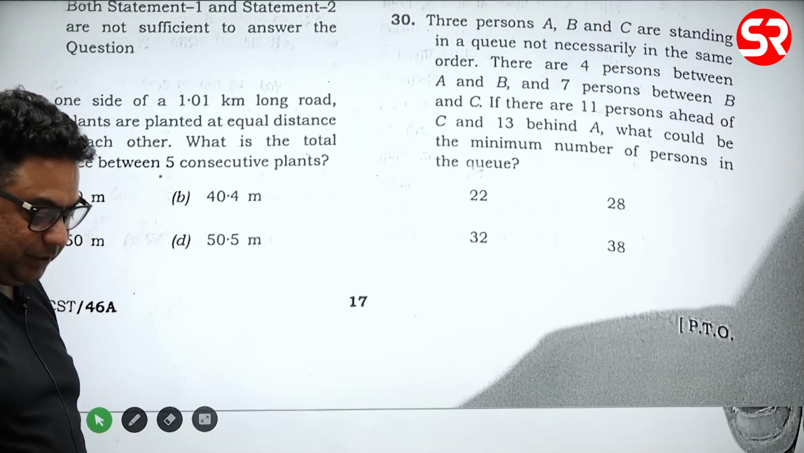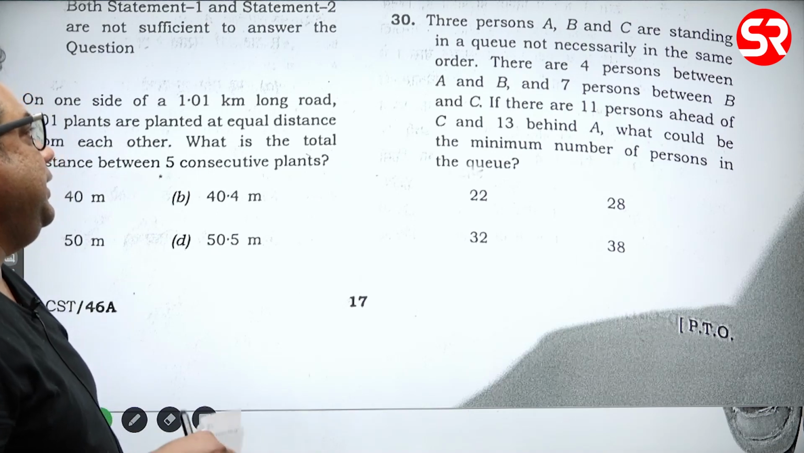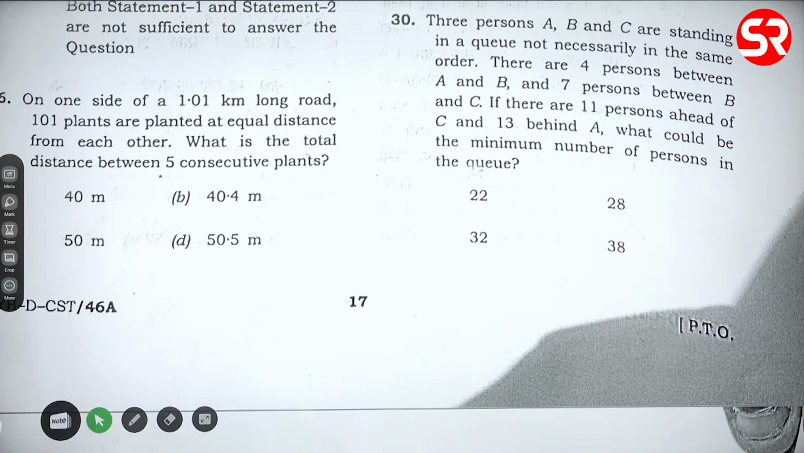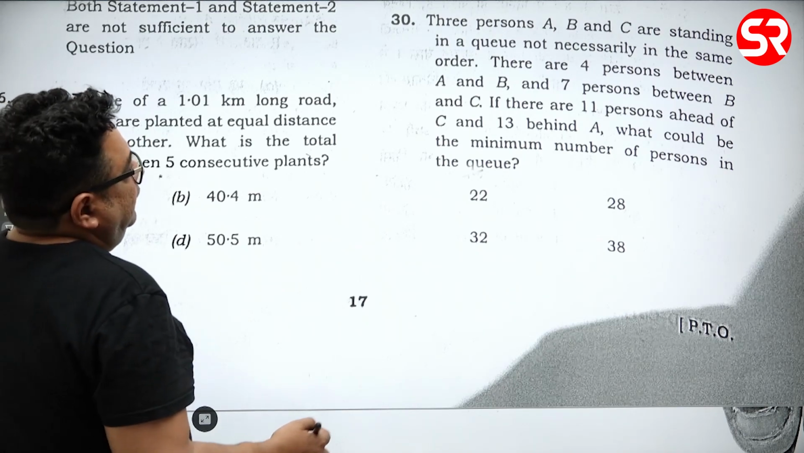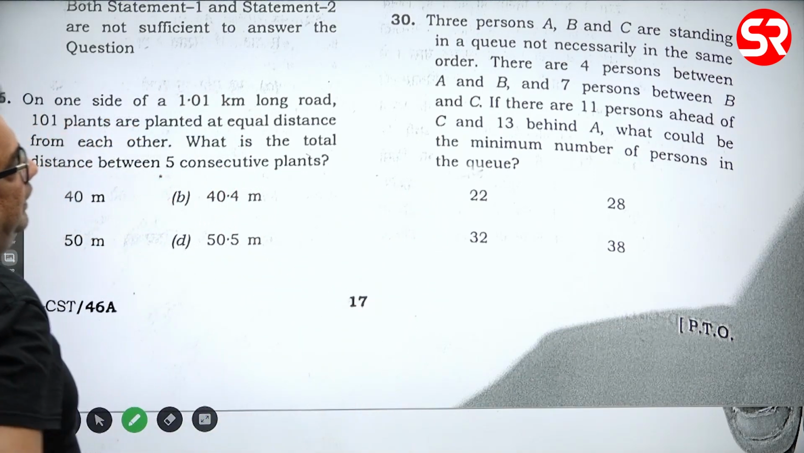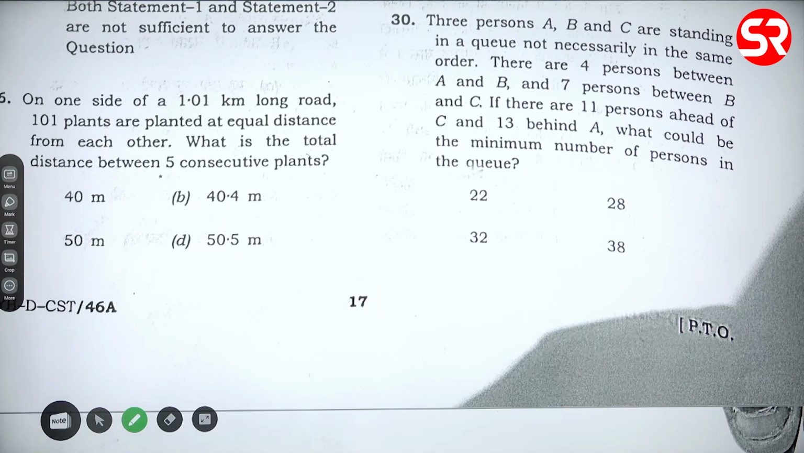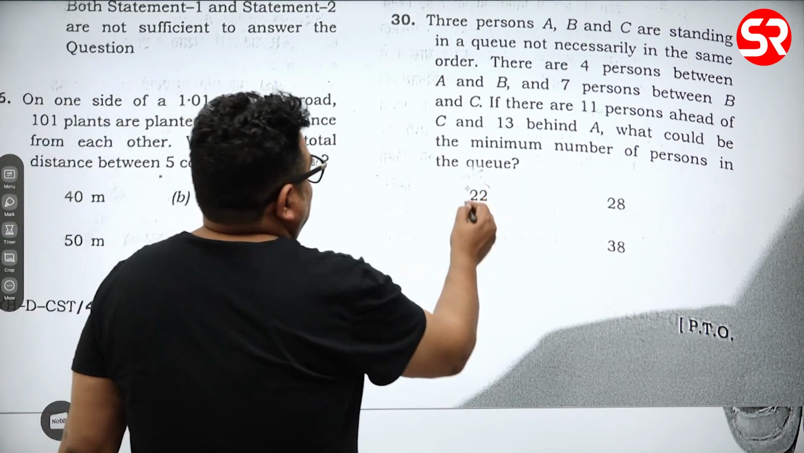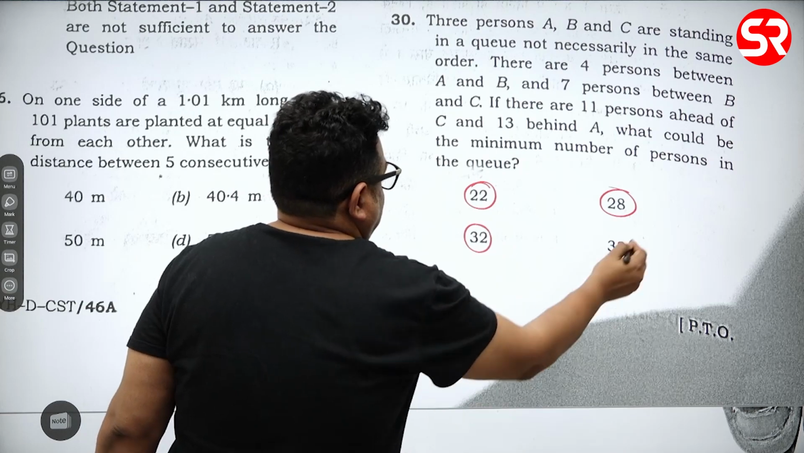This is a great question actually. Three people A, B, and C are standing in the queue, not necessarily in the same order. This is a very good question, question number 30. I loved this question. So let's see. He says there are 4 people between A and B, and 7 people between B and C, and 11 people ahead of C and 13 behind A. Then what could be the minimum number of people in the queue? Important, minimum number.